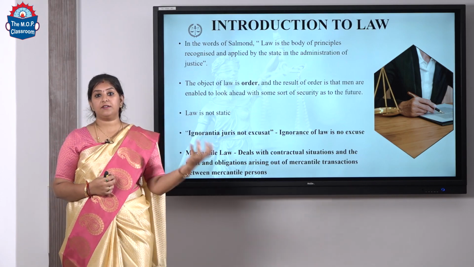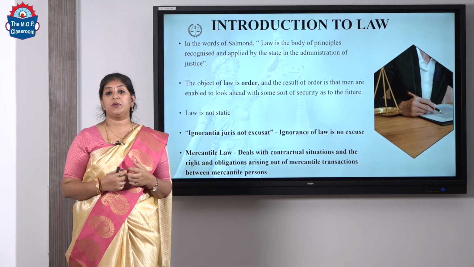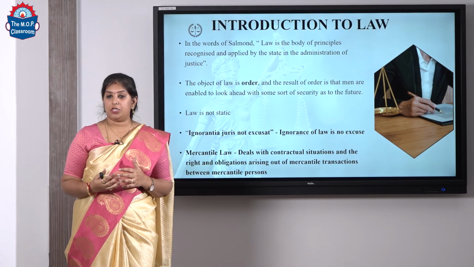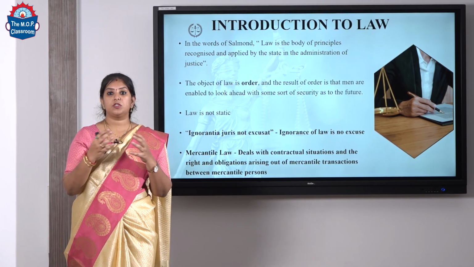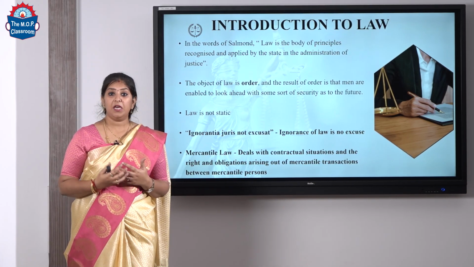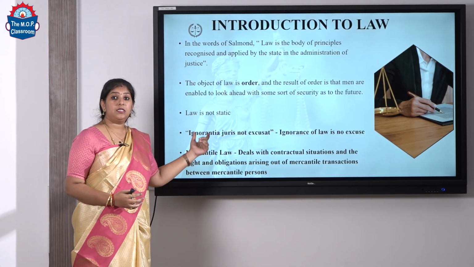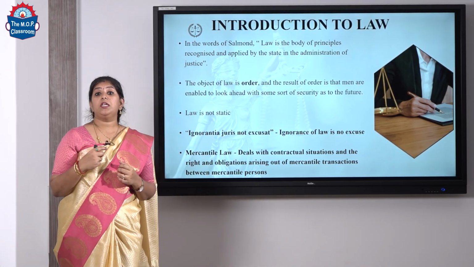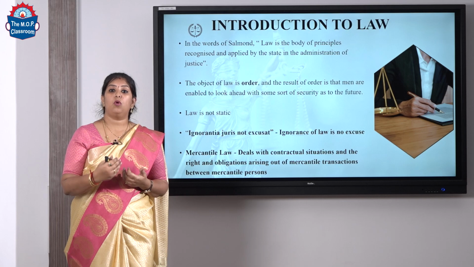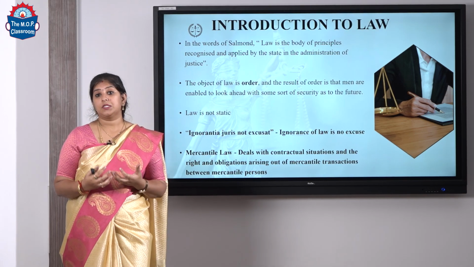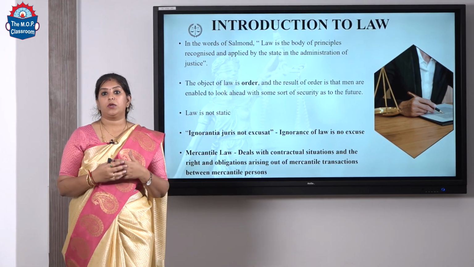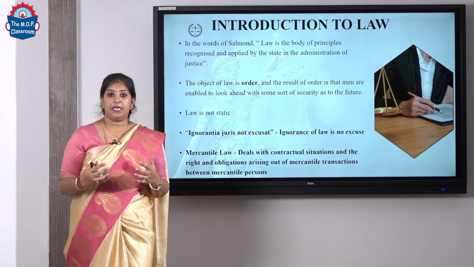So next, the characteristics of law we are going to see, which is law is not said to be static. Static means it remains the same, but it is not so. According to the societal changes, according to the culture and the principles which are being followed in that particular country, according to the circumstances, the law will also undergo some changes. And then ignorantia juris non excusat, meaning ignorance of law will not be treated as an excuse. As a citizen of a country, we need to know certain laws and rules. We cannot say that I am not aware of that law, so I will not be following it. Ignorance of law cannot be treated as an excuse in any way.